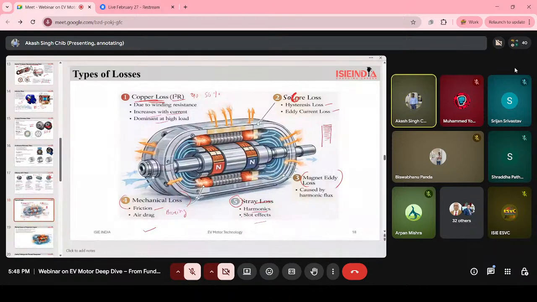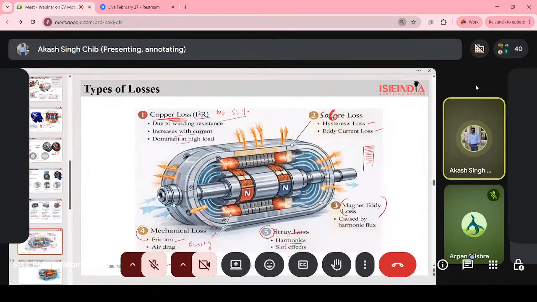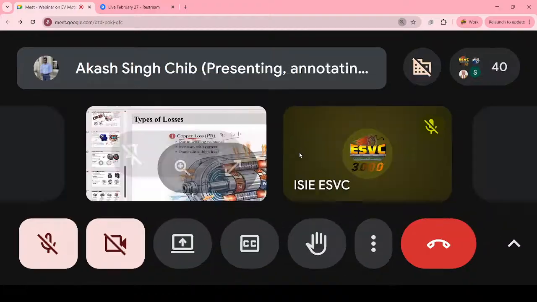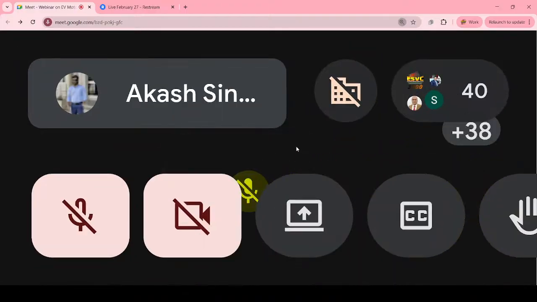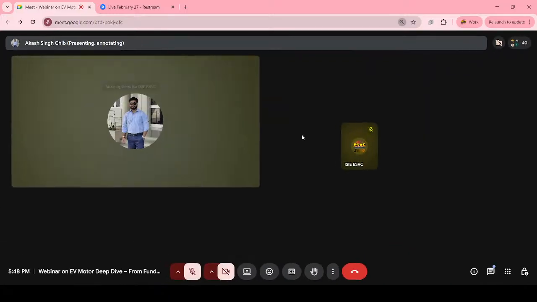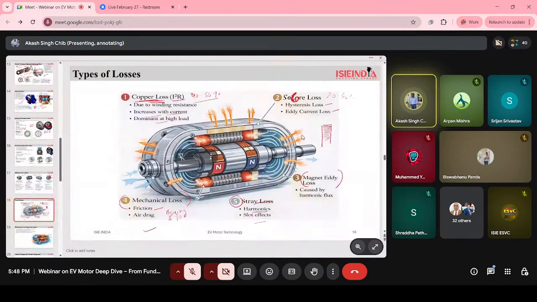Copper loss is the maximum, 40 to 50% of the loss we get from the copper. Then around 20 to 30% loss we get from the core, and mechanical loss we also get 5 to 10% from the bearing. Bearing is basically for smooth rotation, but there are some losses.